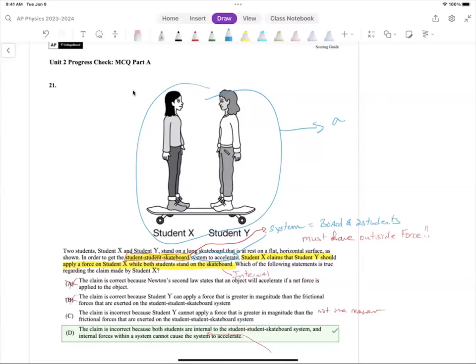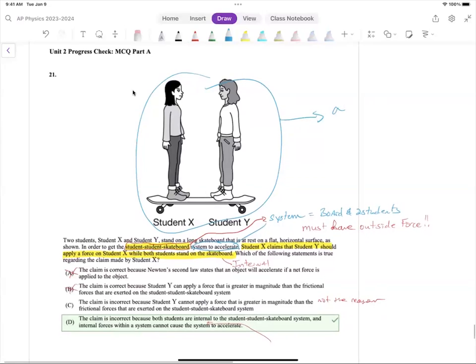Student X claims that student Y should apply a force on student X while both students stand on the skateboard. Well, if she applies a force on X, X will apply a force on her. Those are all internal. They cancel each other out. There's no acceleration going to occur. That's not an external force. Now, which of the following statements is true regarding that student's claim? Her claim is that Y should push on X.